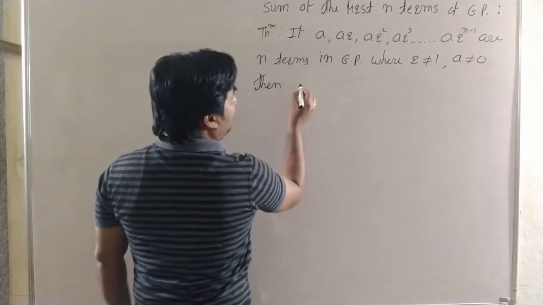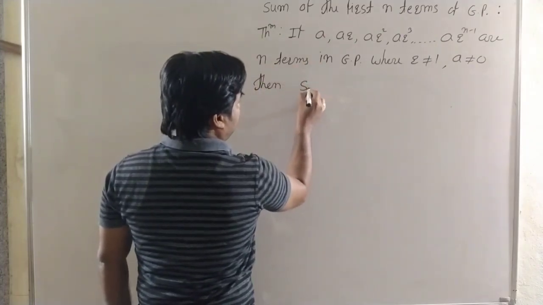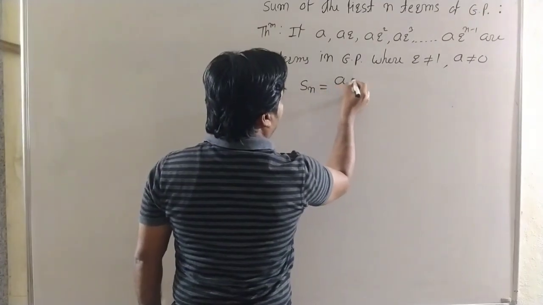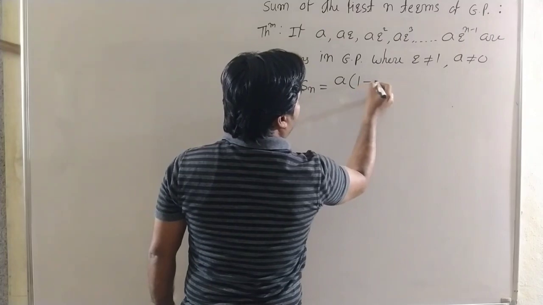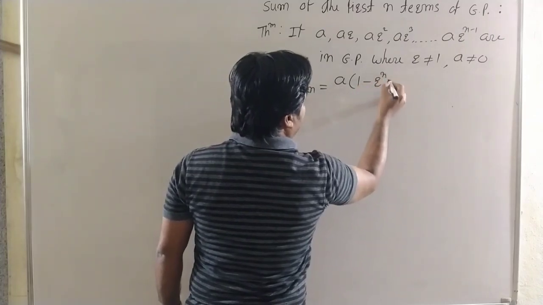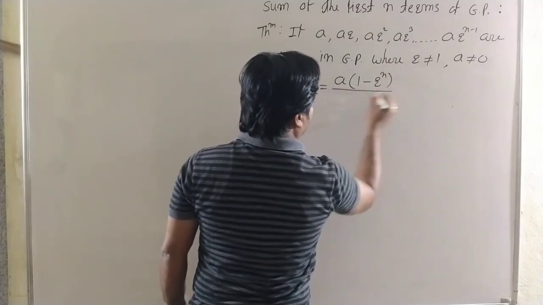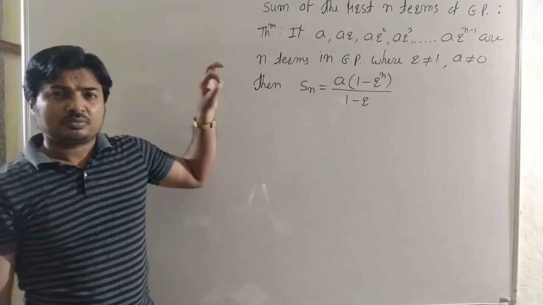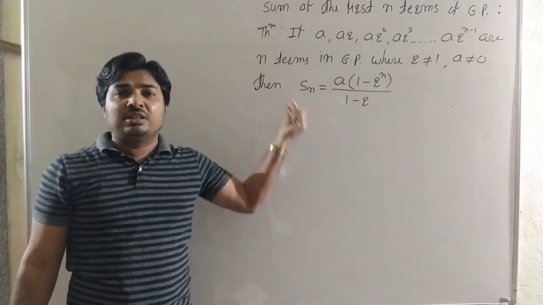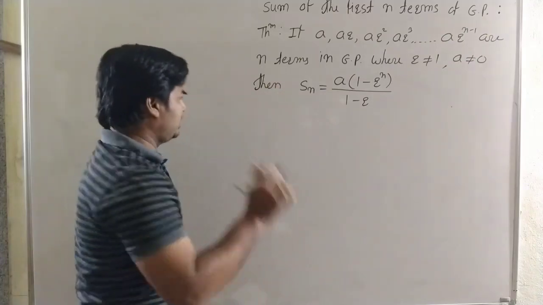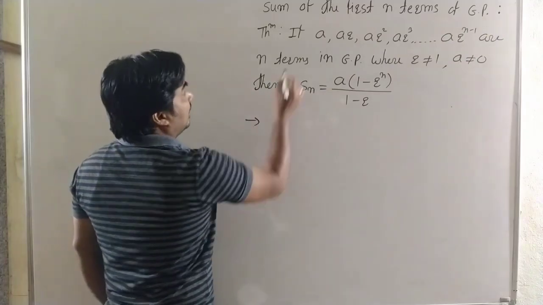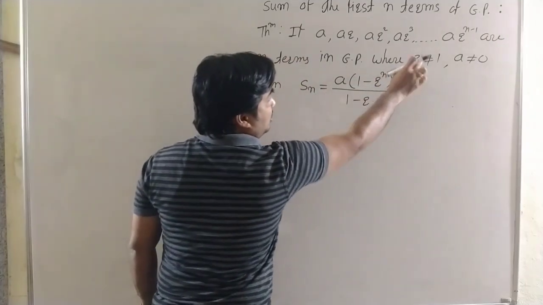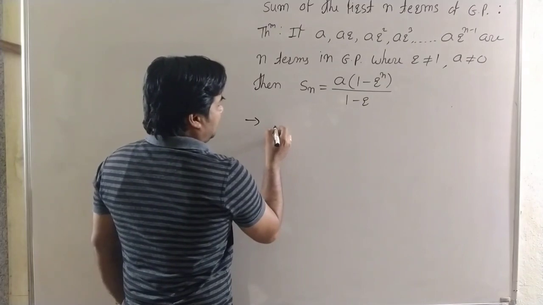then the sum of all terms, that is Sn, is equal to, see carefully the formula, a into 1 minus r to the power n upon 1 minus r. It is the formula for the sum of the first n terms in a geometric progression. See carefully, a is the first term and r is the common ratio which is not equal to 1.